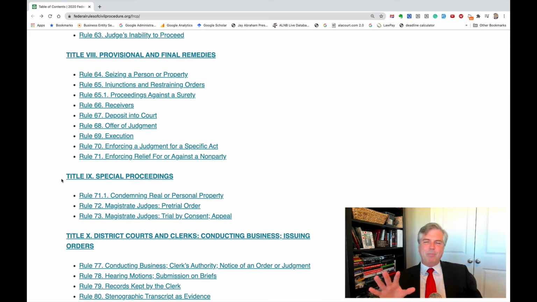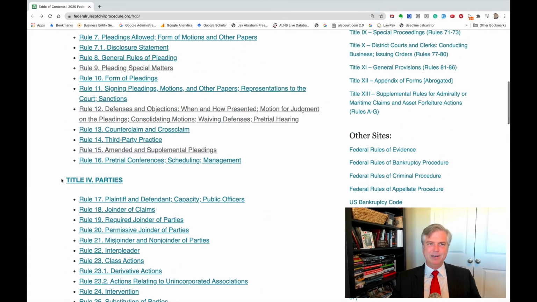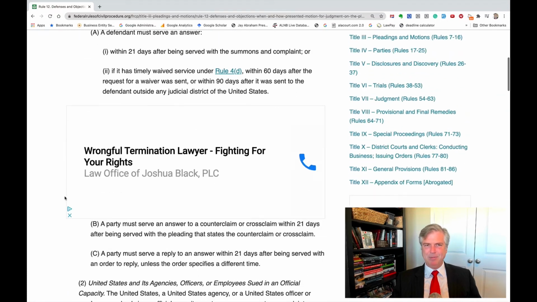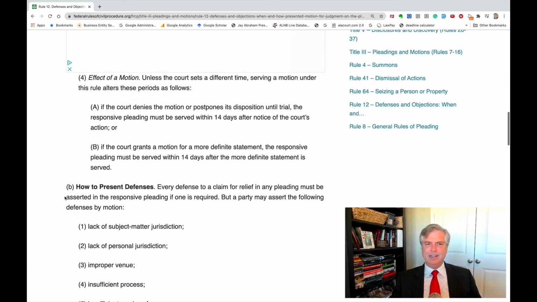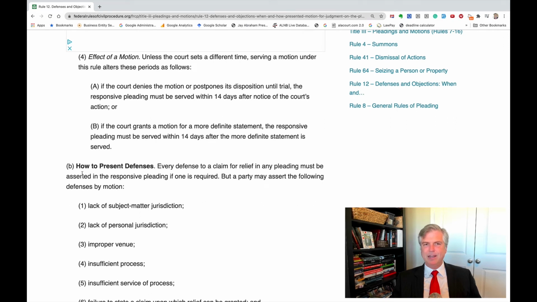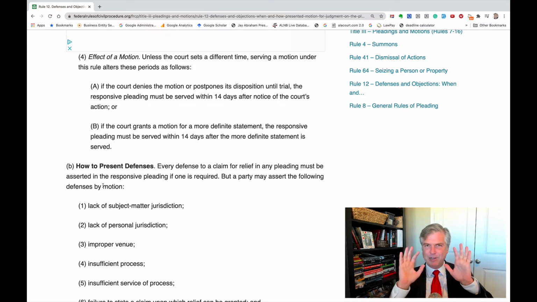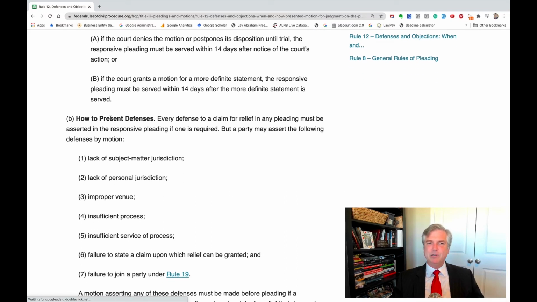And so my point is just to let you see the big picture. And when people talk about rules, they'll say, I'm filing a 12(b)(6) motion. Well, what in the world is that? Well, we come back here to Rule 12, and we say, okay, here's (a). That gives us the timing. And then we come to (b). Okay, so how to present defenses. A party may assert the following defenses by motion. So when we're talking about affirmative defenses, those are put in your answer. But if you say, you know what, before I even file an answer, I want to attack this lawsuit, you do a 12(b) motion.